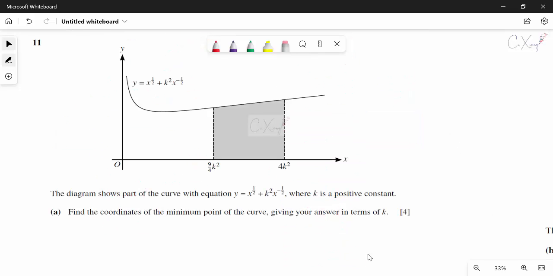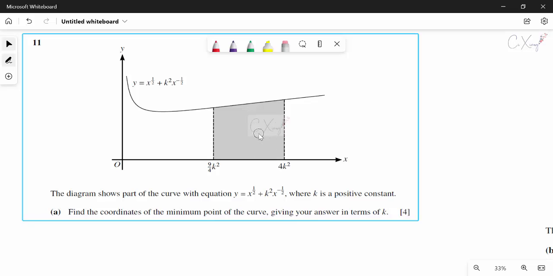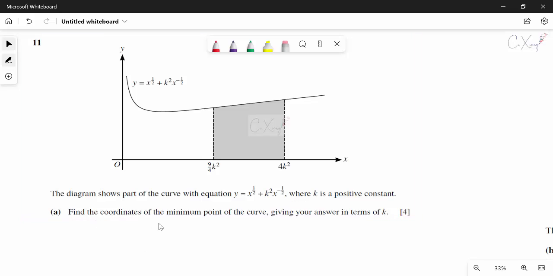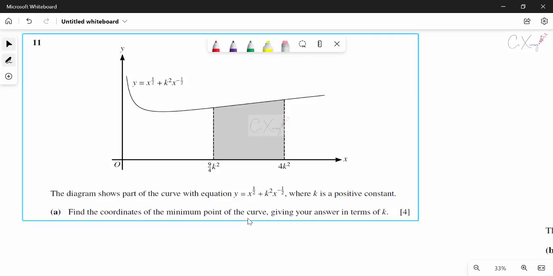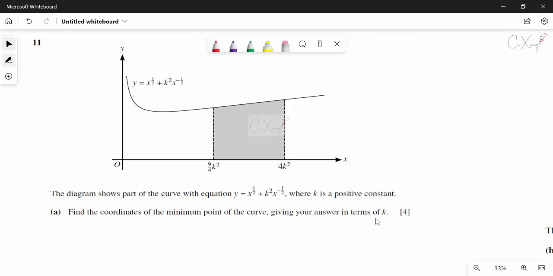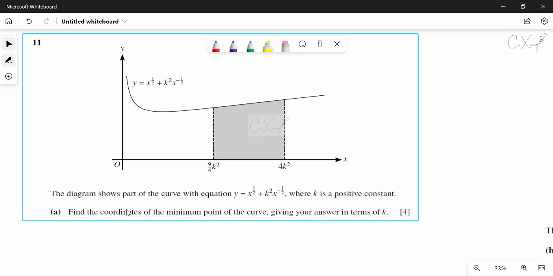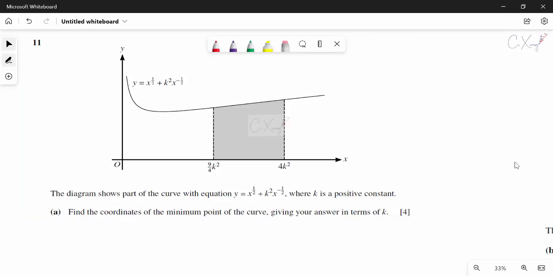Okay, so we come to the very last question for this paper. Question 11. There's a diagram showing parts of the curve with this equation, where k is a positive constant. They want us to find the coordinates of the minimum point of the curve, giving your answer in terms of k. So the keyword is the coordinates of the minimum point.